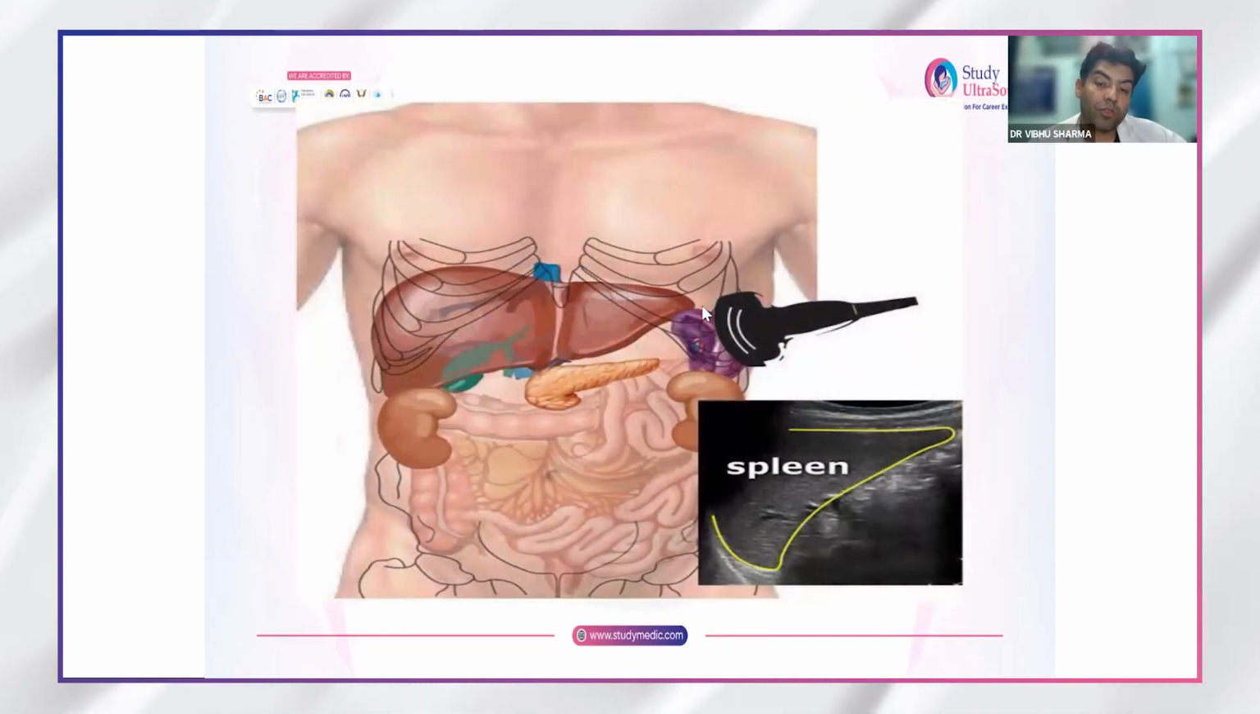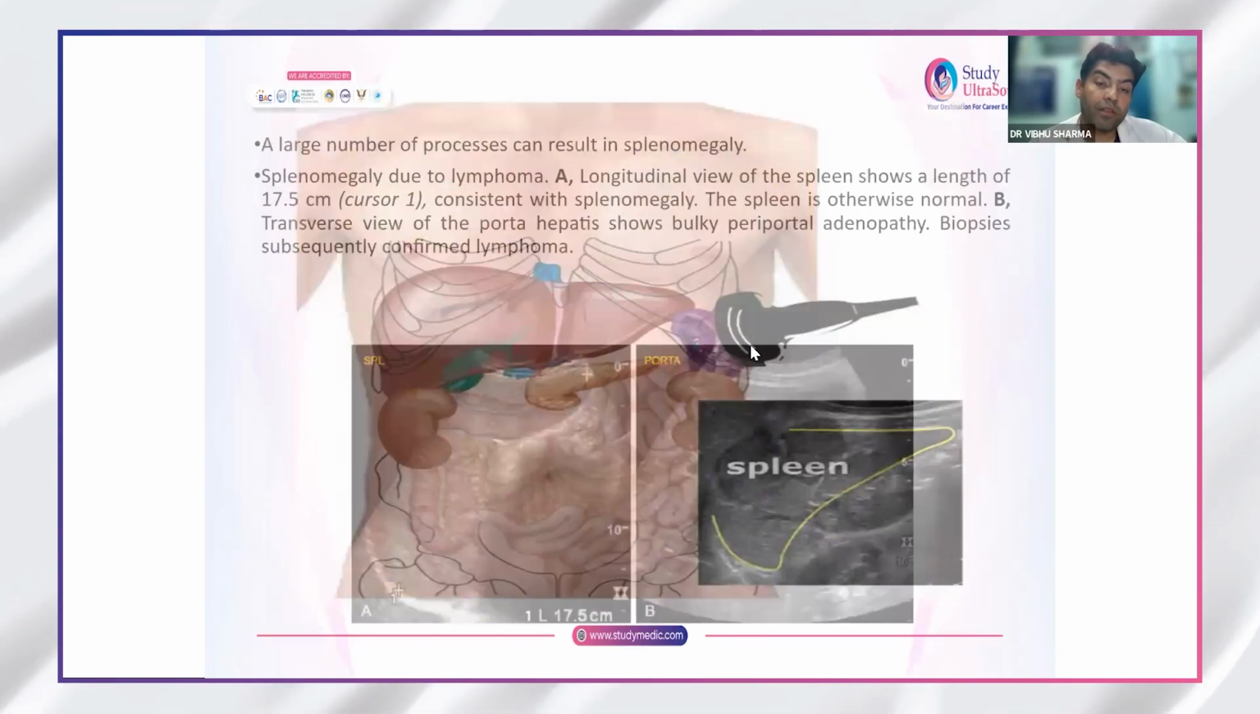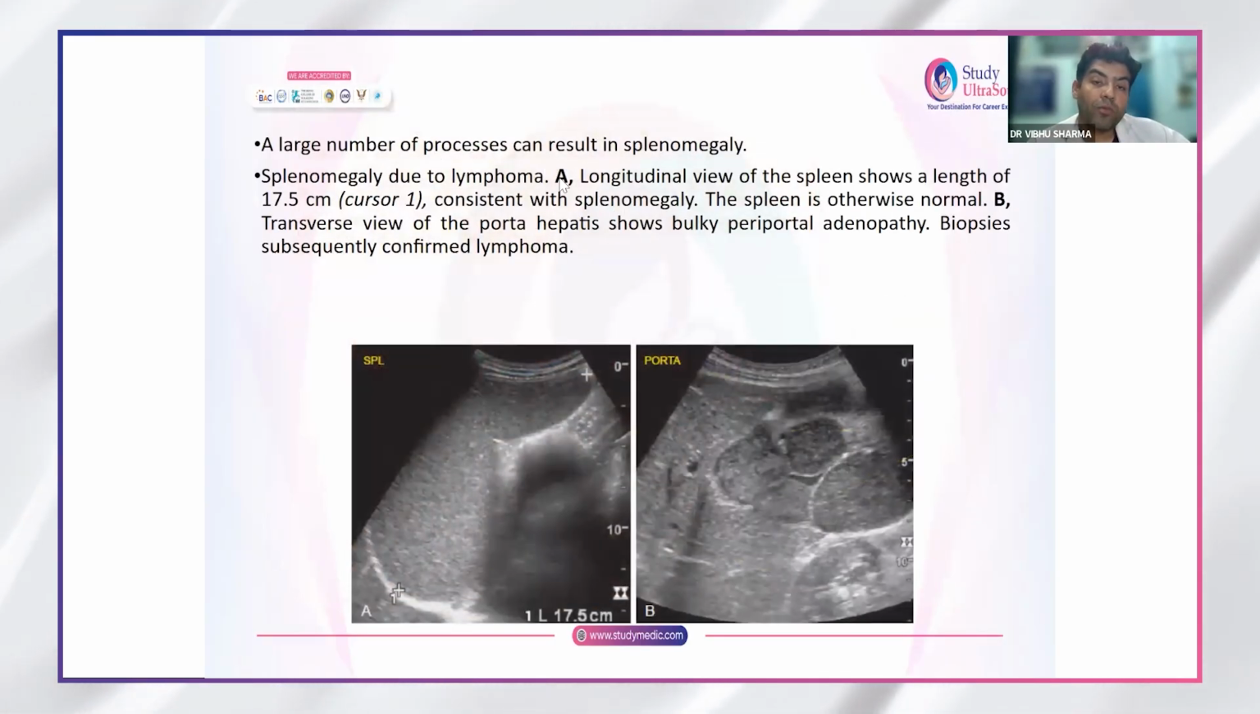This is how we should be along the axis of the spleen. Subcostally, we should check. A large number of processes can result in splenomegaly, when the spleen is enlarged, and you can see the transverse and the longitudinal diameter increases.